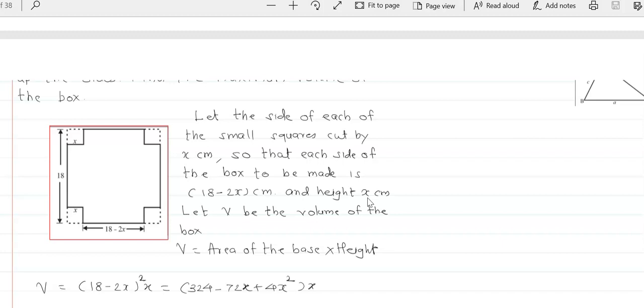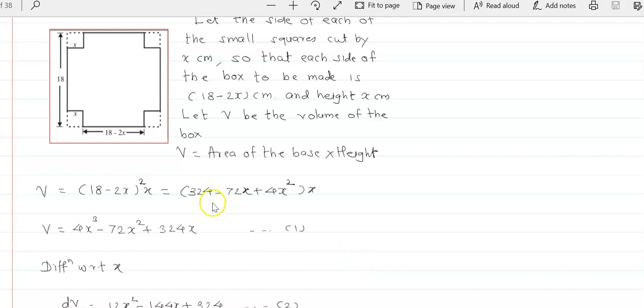Now let V be the volume of the box. Therefore, what will be the area of the base? This is 18 minus 2x, this will be the area of the base, squared. What is the height? If you fold this in the upward direction, then you will get the height of that box. That is (18 minus 2x) square into x. And if you expand this, then you will get 324 minus 72x plus 4x square into x. And this is the volume.